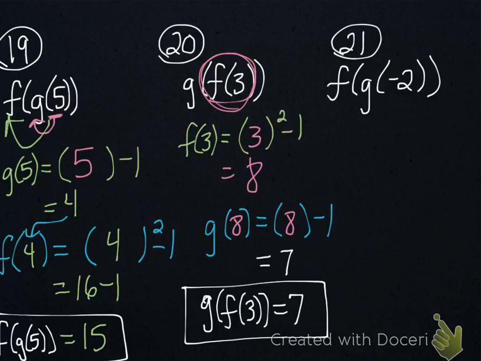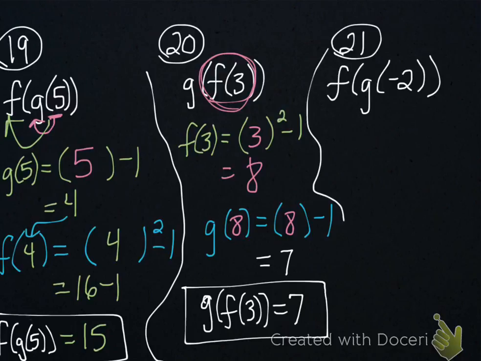Make sure you remember which letter goes on the outside versus the inside. Now let's look at number 21. Okay, what's on the inside? Negative 2. Where's the negative 2 being plugged in? Into g. Okay, so let's write our g function. G of negative 2 equals what?